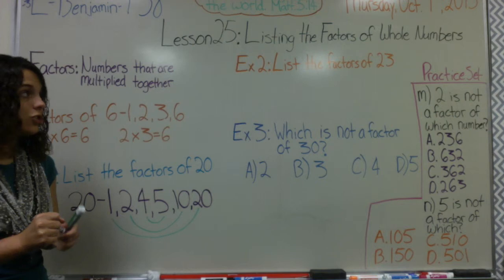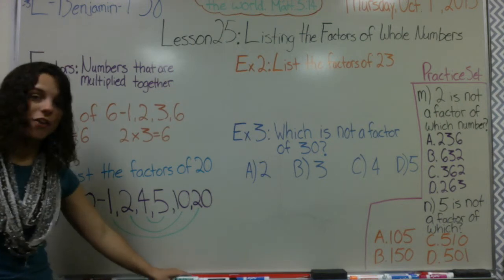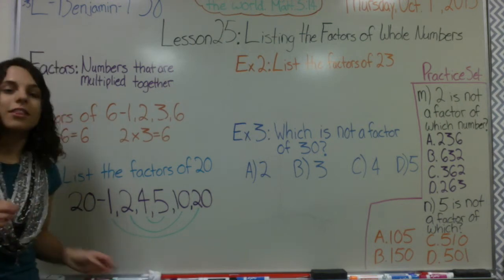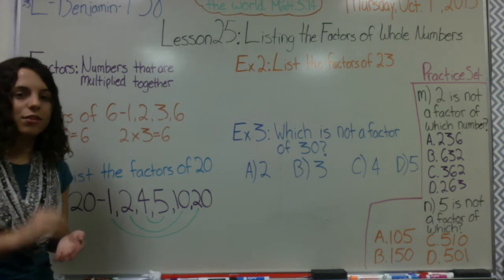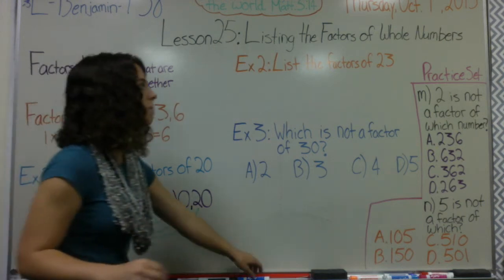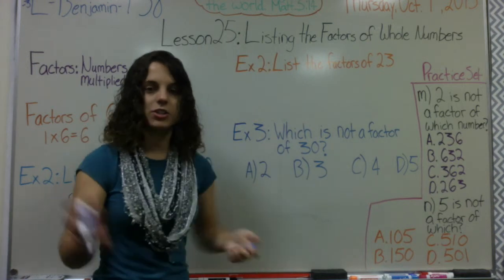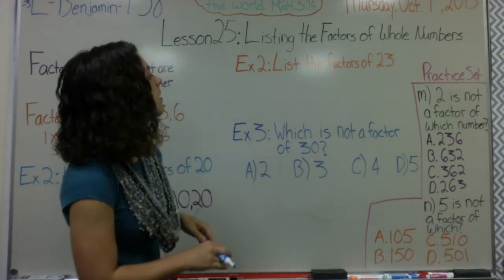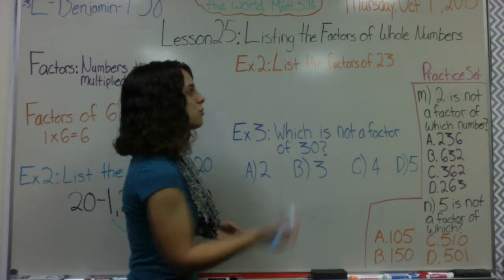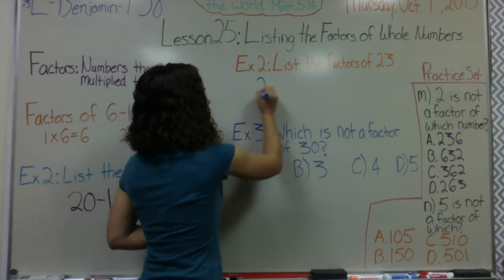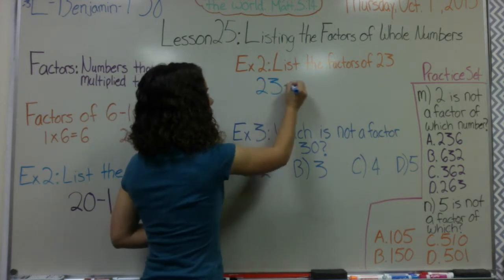Okay, I want you to go ahead and try example 2 then by yourself, kind of knowing that thought process on the fastest way of doing it and how to think of it, of listing the factors. You're going to list the factors of 23. So go ahead and do that in your spiral. Factors of 23. Well, I'm going to start. This is what I'm listing.